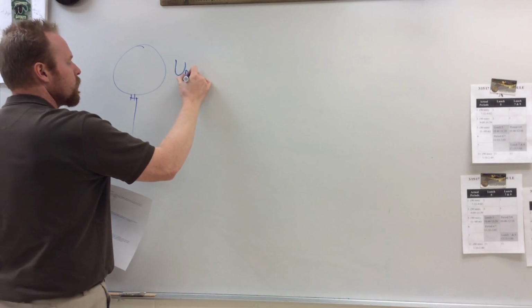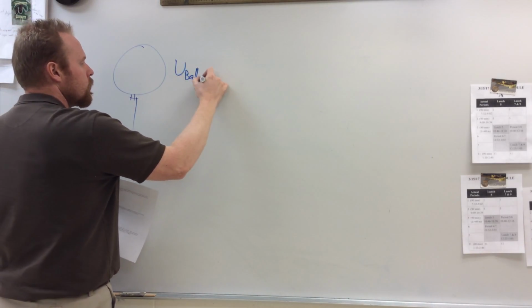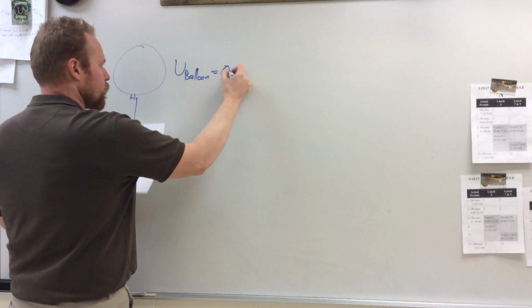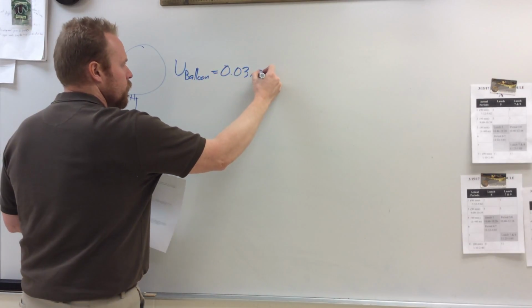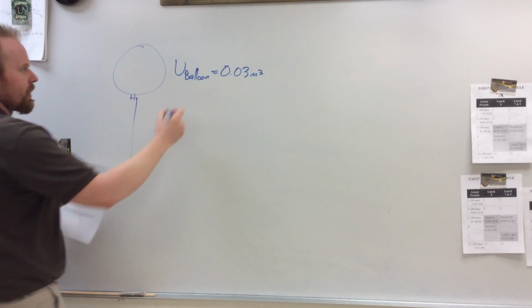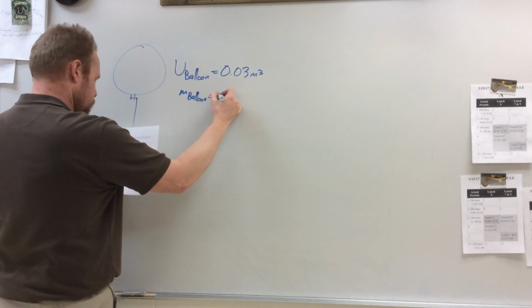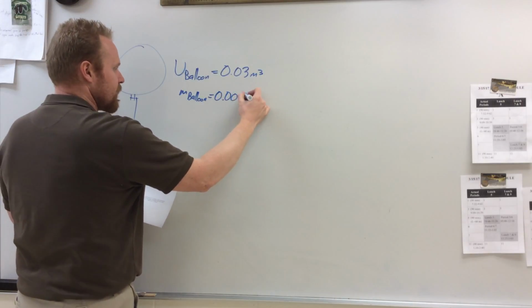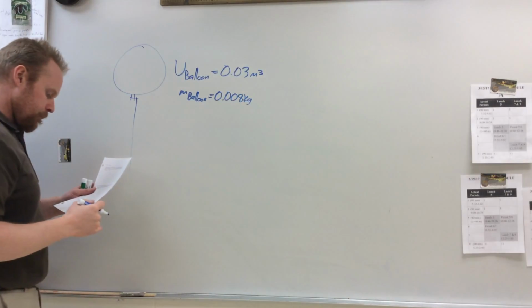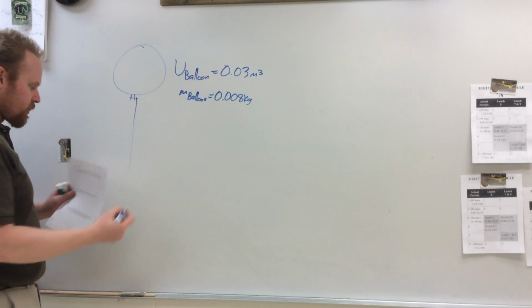The volume of my balloon is equal to 0.03 cubic meters. It says that the mass of my balloon is equal to 0.008 kilograms. And it's filled with helium. What is the tension in the string?